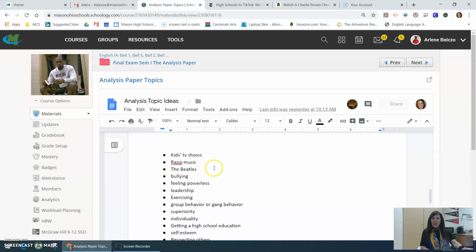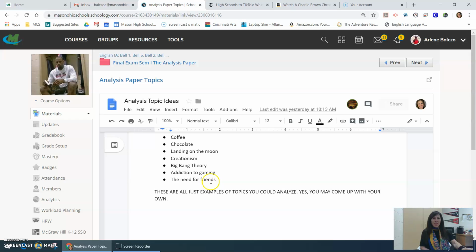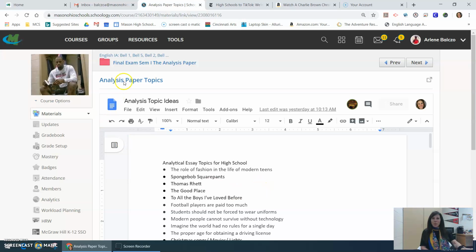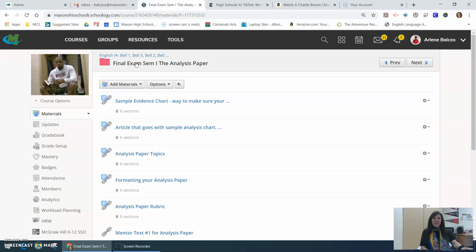You can analyze bands, the phenomenon of the Beatles. You can analyze the validity of creationism or the validity of the Big Bang Theory or whatever. There are so many topics out there. So if you want to pick one of the topics that I put here on this list, you may. If you'd like to come up with your own topic, you may, but you're going to analyze it. So how do you start with this analysis paper?